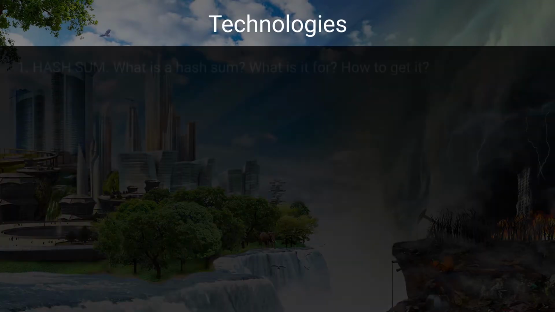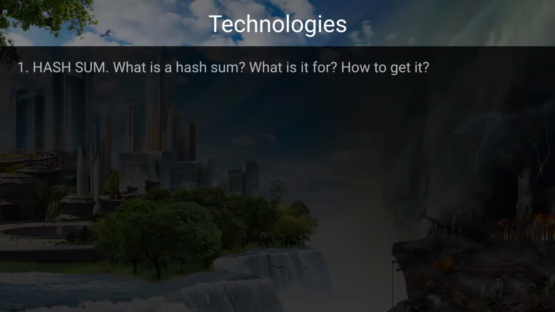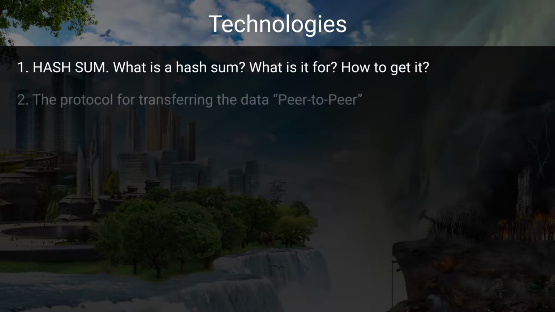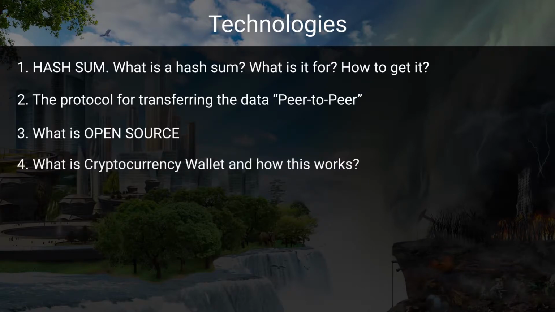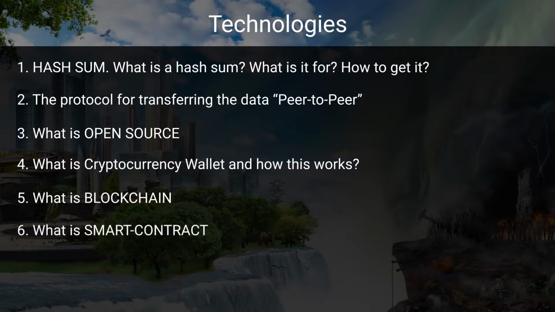Technologies. Hash sum. What is a hash sum? What is it for? How to get it? The protocol for transferring the data peer-to-peer. What is open source? What is a cryptocurrency wallet and how does it work? What is blockchain? What is a smart contract? What is biometry?